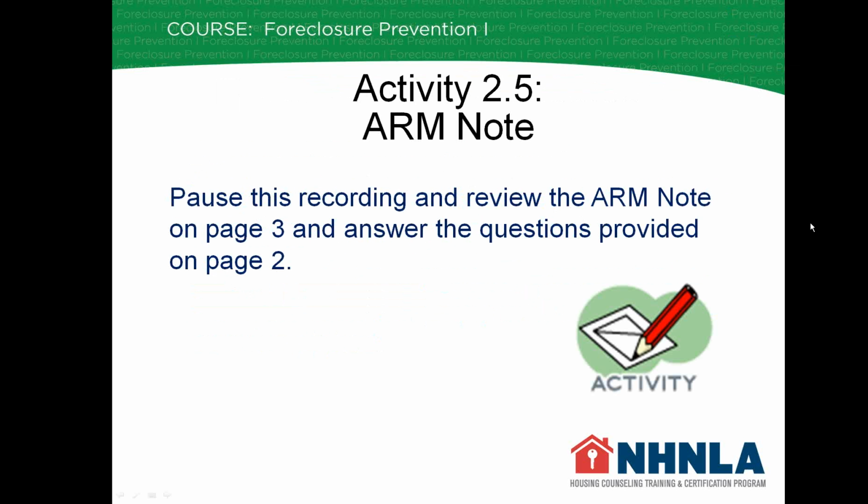So now let's look at the first activity. This is an adjustable rate mortgage note, and go ahead and pause this. You're going to answer the questions on page 2 based on the note that starts on page 3. So go ahead and pause this and do the exercise and then come back and we'll go through it together. Alright, so I'm assuming you've gone through it all.